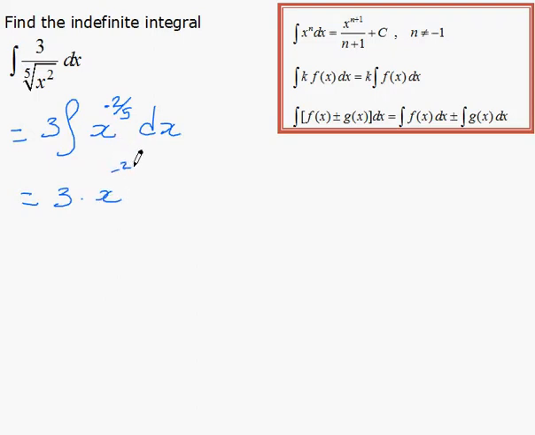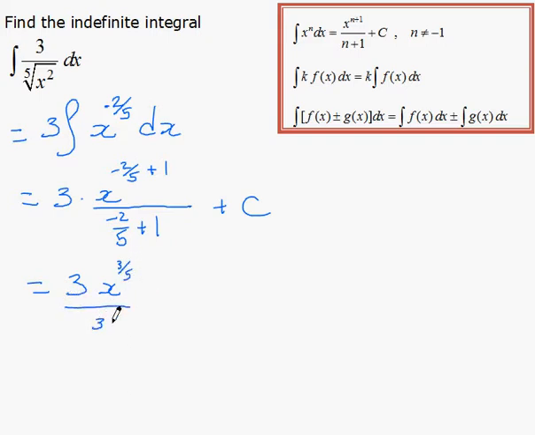Let's write the whole step here. The exponent is increased by 1, and the denominator is the same as the exponent plus a constant. That becomes 3x to the 3 over 5 over 3 over 5 plus a constant. These 3's are going to cancel. The 5 is going to come up. We end up with 5x to the 3 over 5 plus a constant.